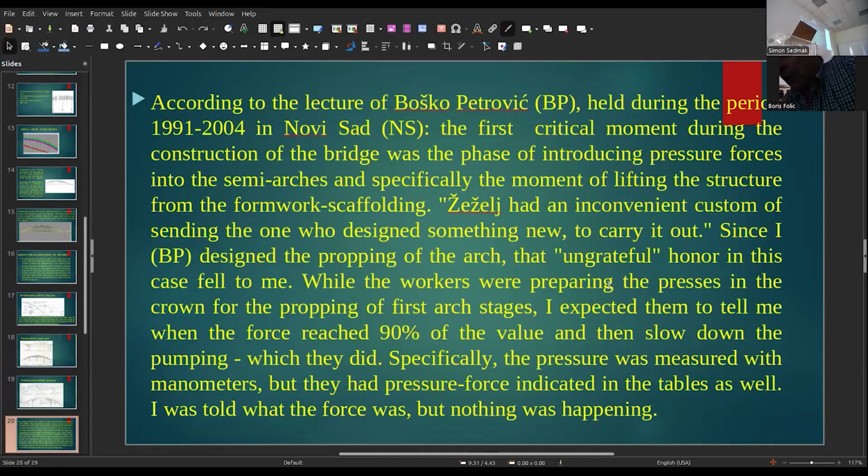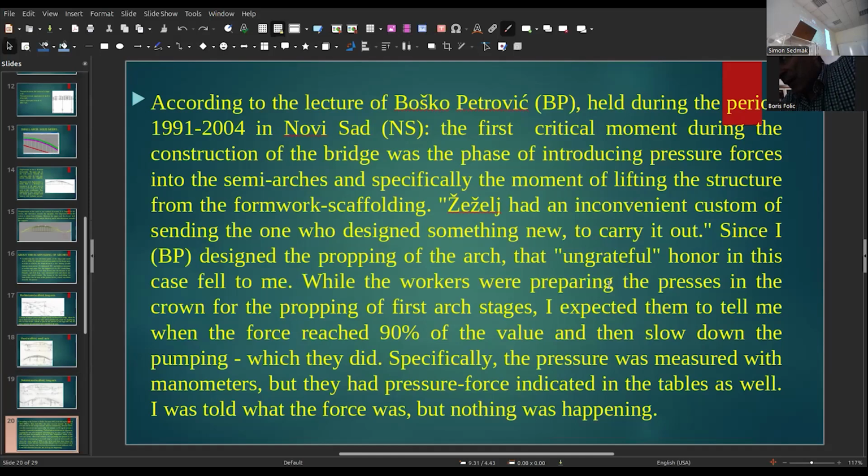According to the lecture by Boško Petrović, BP, held during the period 1991 and 2004 in Novi Sad, the first critical moment during the construction of the bridge was the phase of introducing pressure forcing into the semi-arch, and specifically the moment of lifting the structure from the framework scaffolding.